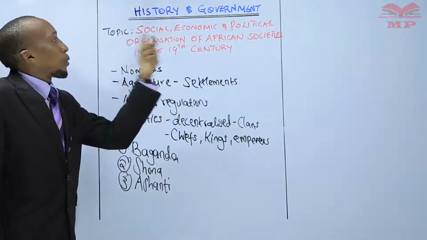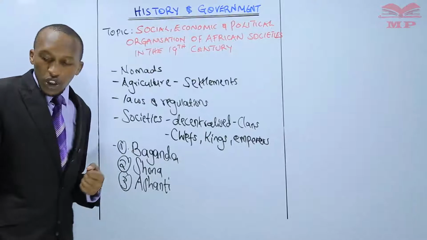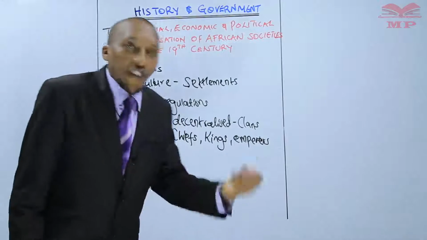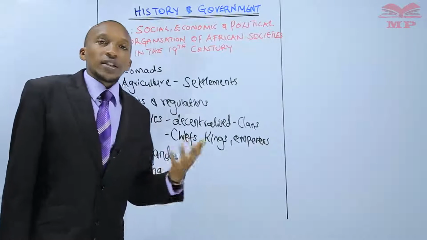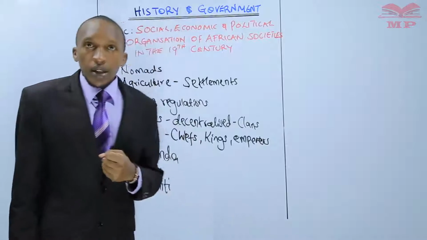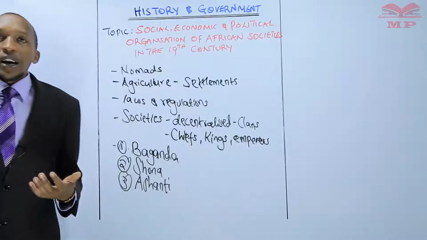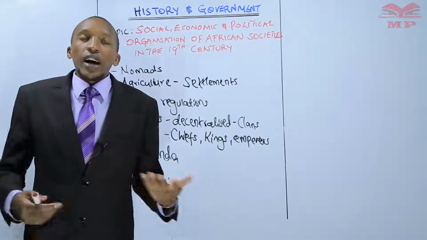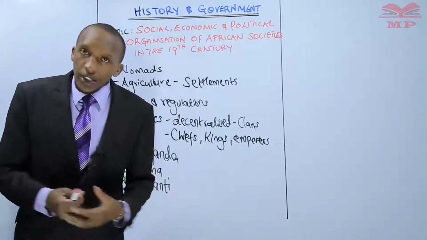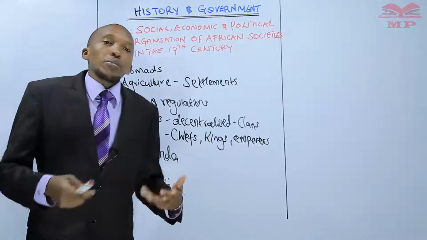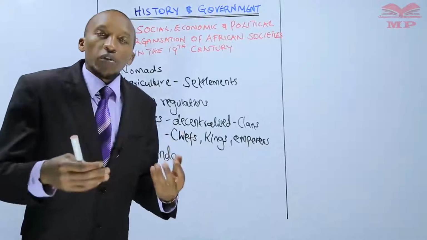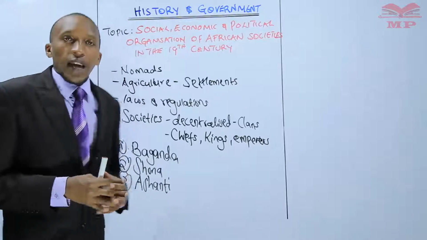When we talk of political, how were they governed? What was the system of government? Did they have a leader? The leader, did he have assistants? Did he make rules? If not, who was responsible for making the rules of the land?